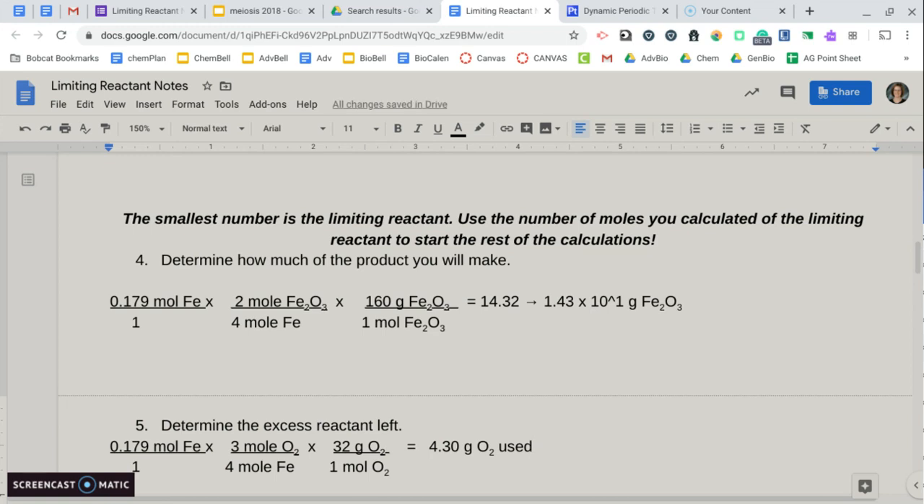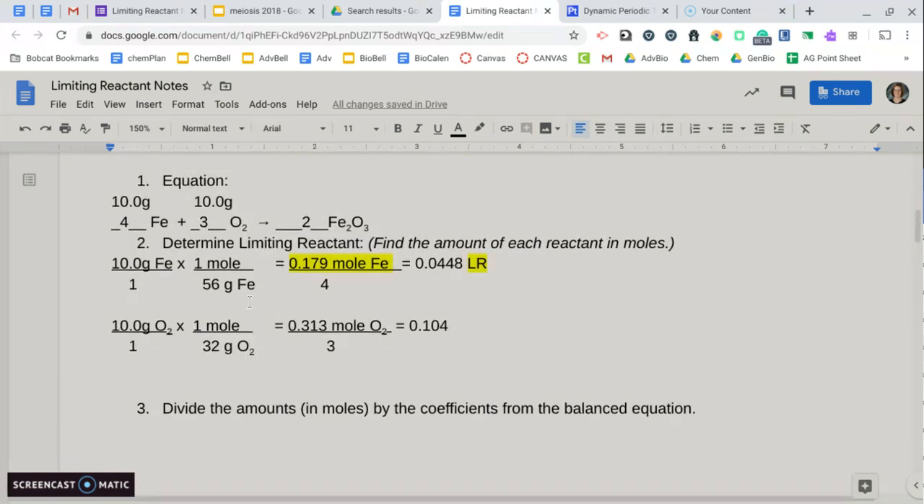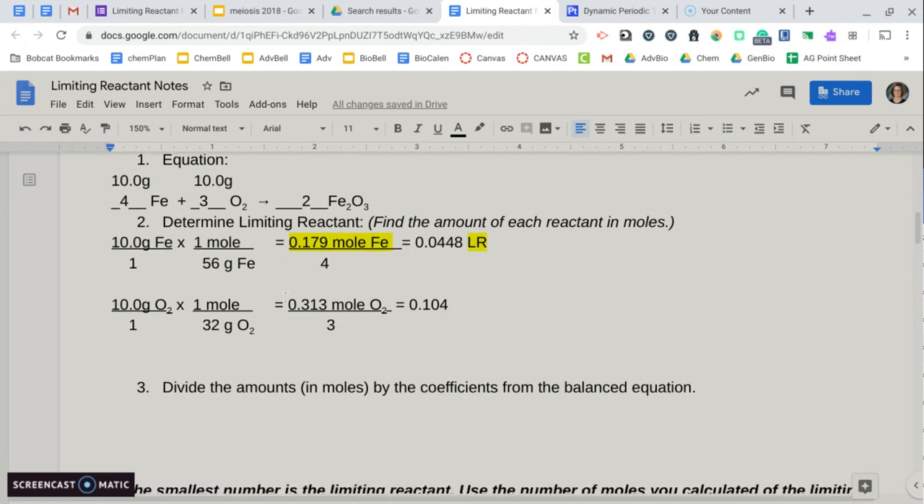The 10 was how much you were given. So then you take how much you were given, 10, and subtract the 4.30, which means that 5.7 grams of oxygen is left over. So you've got 2 steps on finding the excess. You have to do stoichiometry and figure out how much of the excess was used up. And then you have to go back to the original problem and figure out how many grams of the excess you started with and subtract.